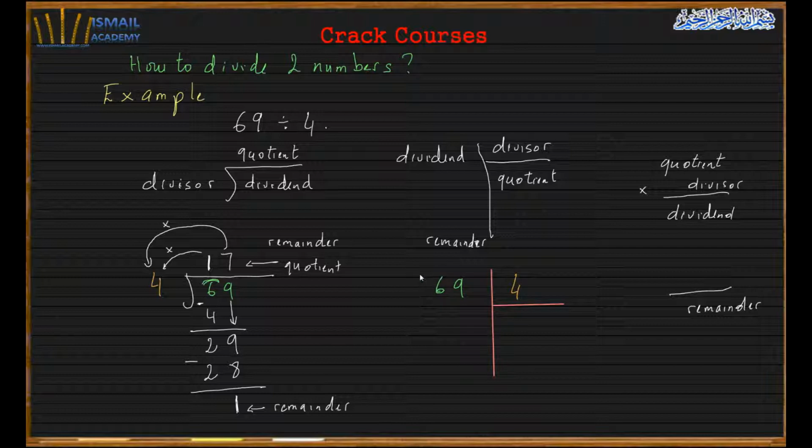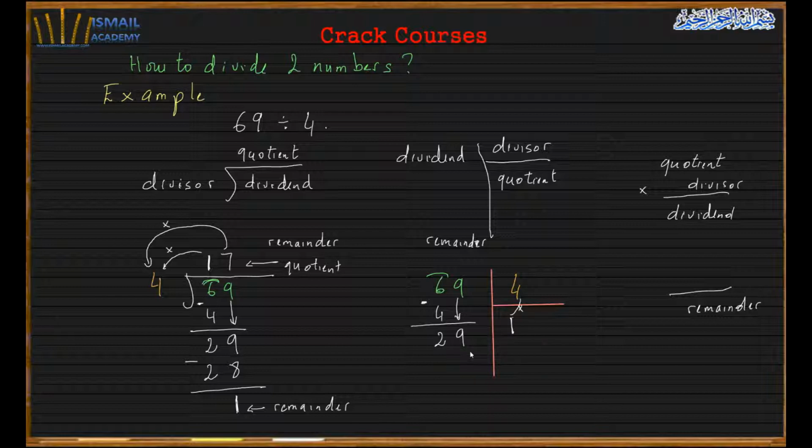So I start from the left. So how many 4 are in 6? In other words, which number times 4 gives me 6 or a number close to 6? So it's 1. So what I do here, I put 1 here. So 1 times 4 is 4, so I'm gonna put 4 here, and I subtract. So here we have 2, so this is 2 less than 4. So what I do next, I move down the 9.